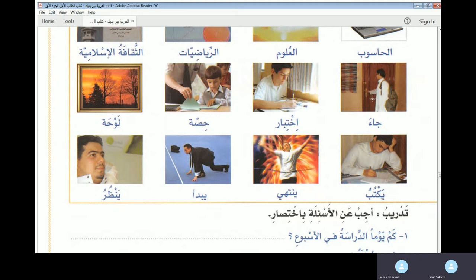Oh. Ikhtibar, exams. And hissa is class, I think. Hissa means period. Period, okay. Lawha, photo? Is it photo? Lawha means board. Board means notice board, blackboard. Yes. Generally, anything that is a rectangular-shaped plate, we call it lawha. But here they used lawha for the notice board.